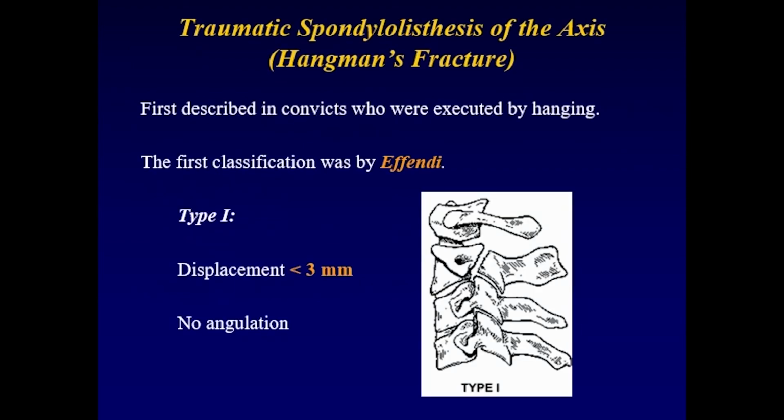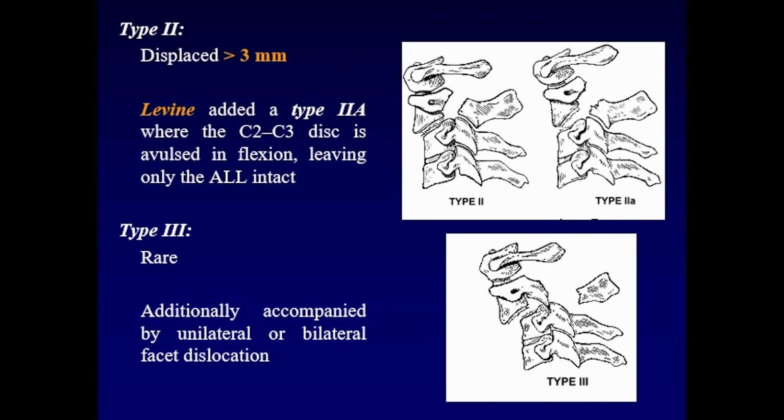Hangman's fracture was first described in convicts who were executed by hanging, and it was first classified by Effendi into 3 types. Type 1 has displacement of less than 3 millimeters and no angulation. Type 2 has displacement of more than 3 millimeters, and later Levine added a type 2A where the C2-3 disc is avulsed. Type 3 is quite rare and has an additional unilateral or bilateral facet dislocation.